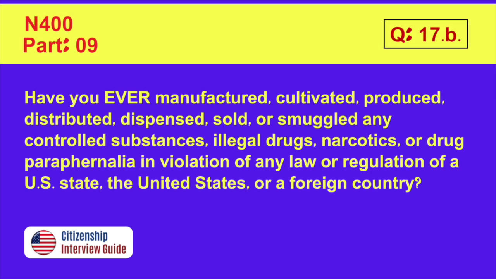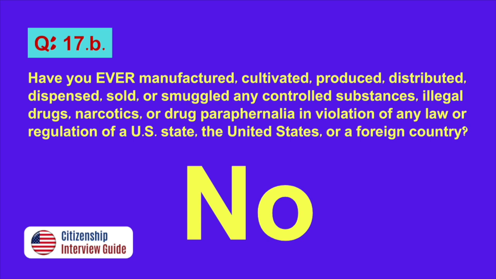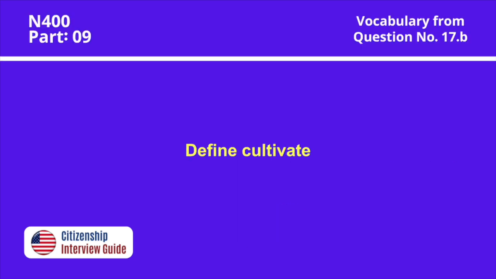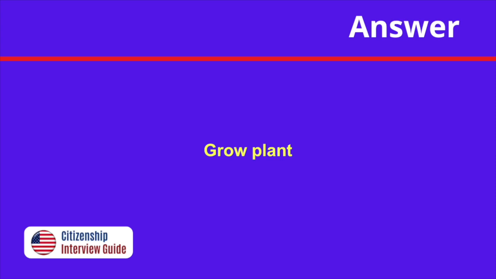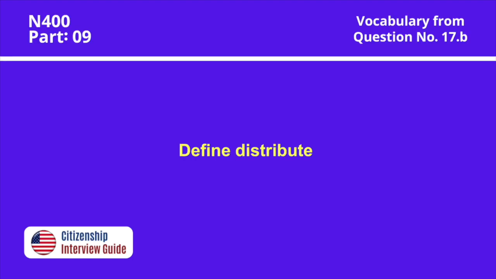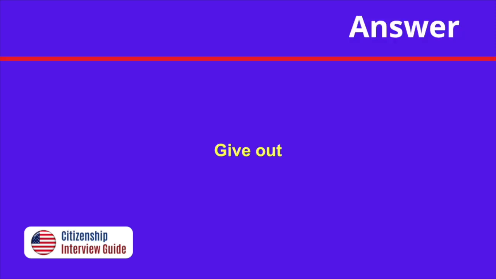Have you ever manufactured, cultivated, produced, distributed, dispensed, sold, or smuggled any controlled substances, illegal drugs, narcotics, or drug paraphernalia in violation of any law or regulation of a U.S. state, the United States, or a foreign country? No. Define cultivate. Grow plant. Define distribute. Give out.